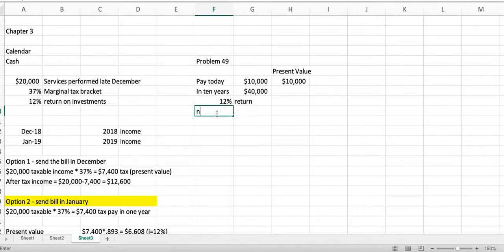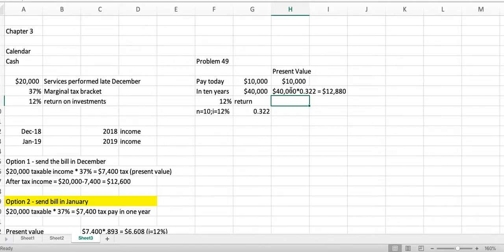And so N is 10, I is 12. And N is the number of periods, not the number of years, so you have to be careful and watch how often your interest accumulates. We want to find the discount factor for that, and the discount factor is 0.322. Or again, you can use your financial calculator, whatever you want to do. So if we take that $40,000 and multiply it by 0.322, we're going to come up with $12,880.